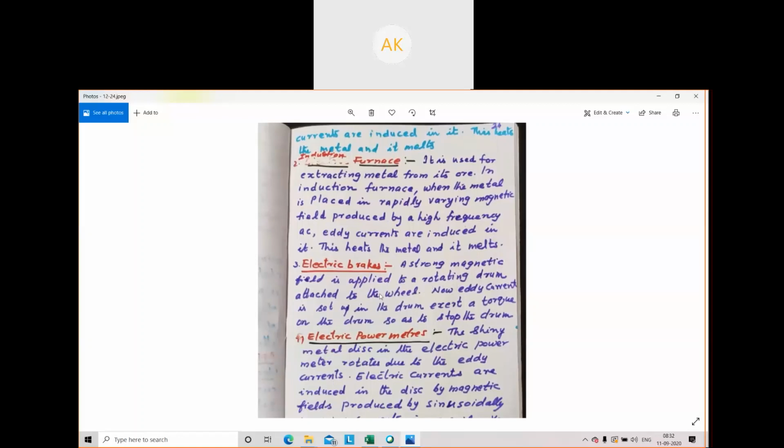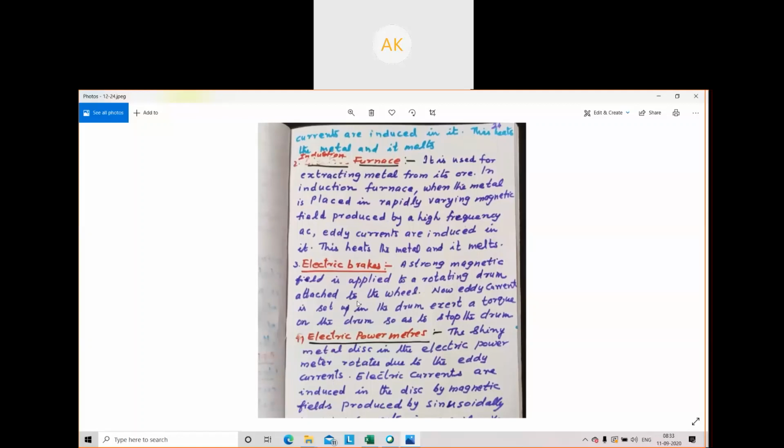Rotating means that it's changing. So the magnetic field linked with that drum is changing. When it changes, what happens? A current will be produced in it and it experiences a torque. And that will stop the motion of the wheel.